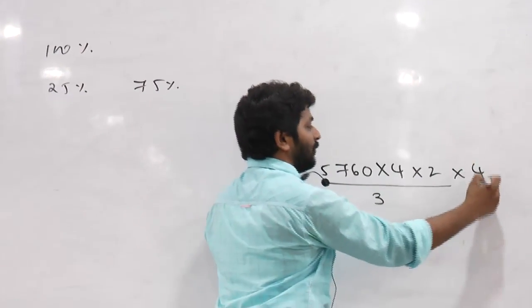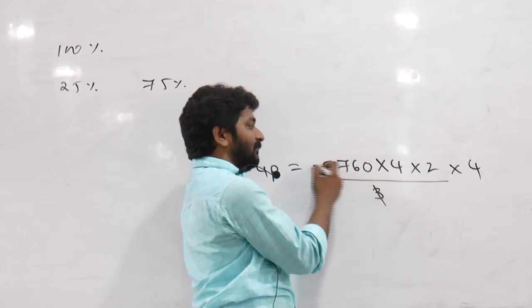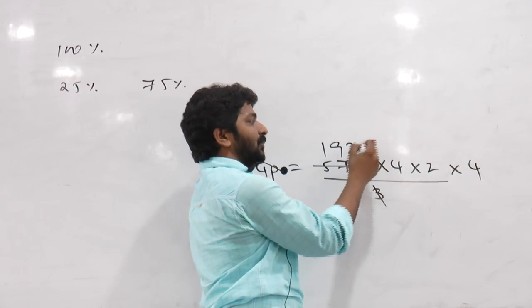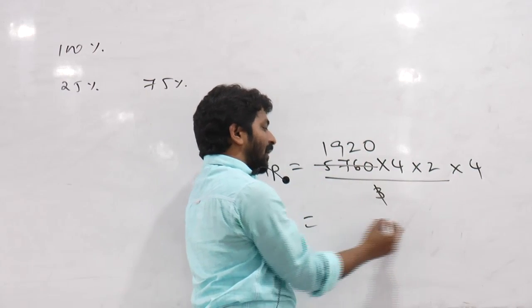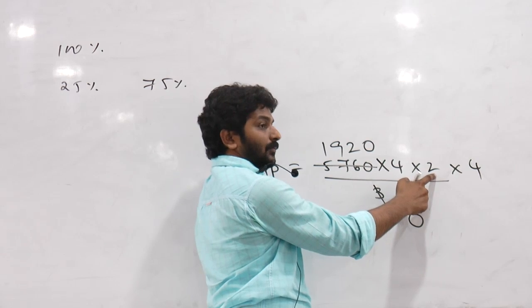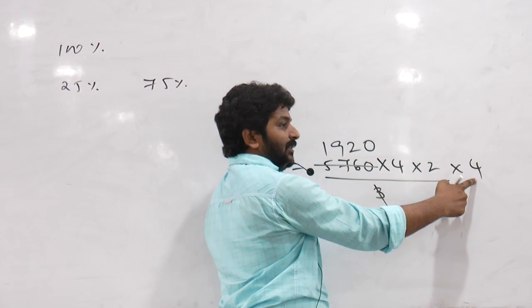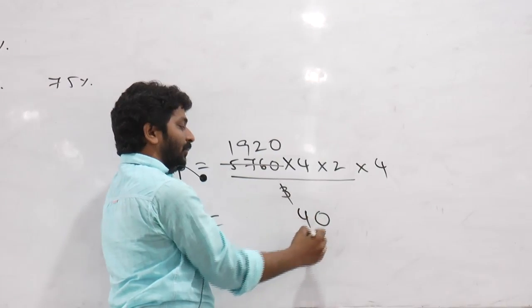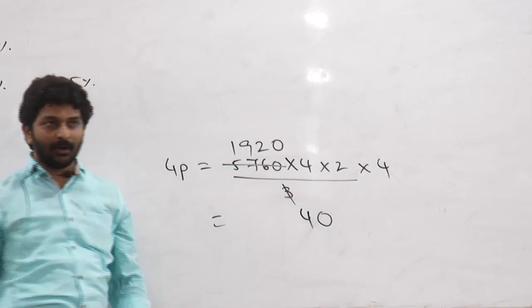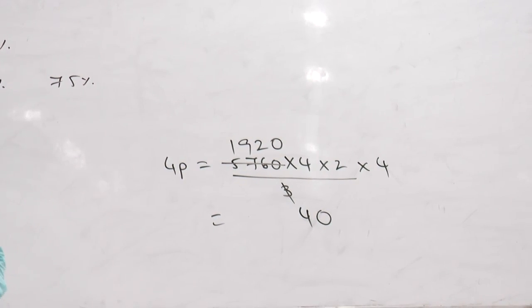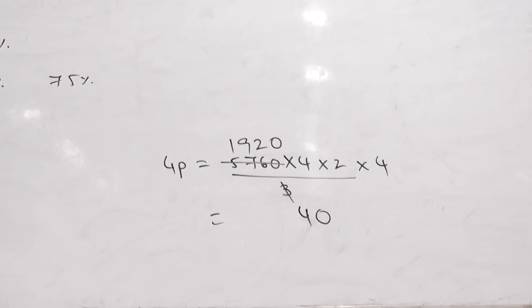Right, into 4. 3, 1, 9, 2, 0. As I have 0, answer ends with 0. 2 into 2, 4 into 4, 16 into 4, 64. Ends with 4. Answer should end with 40. How many are there? Only one. If you have any doubt, you need to multiply that.